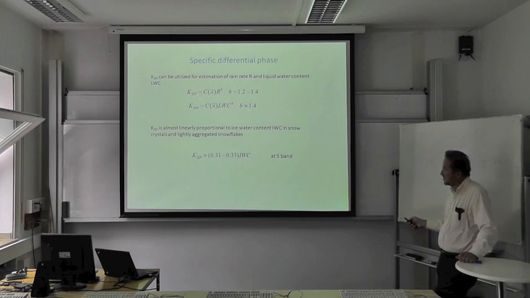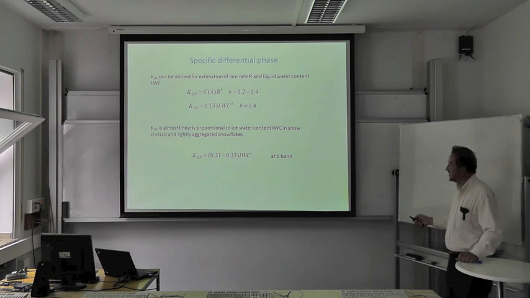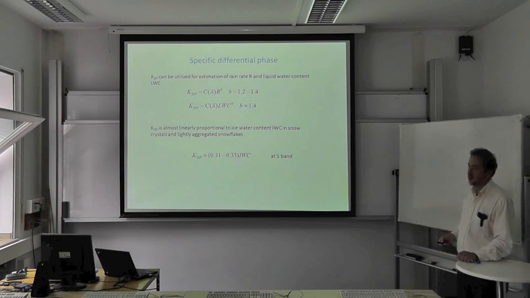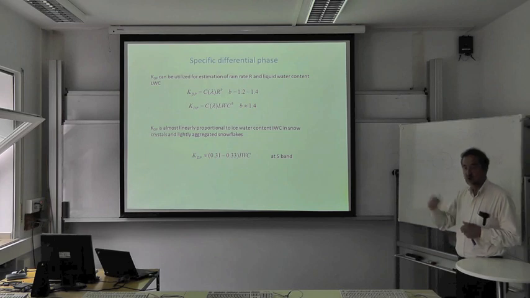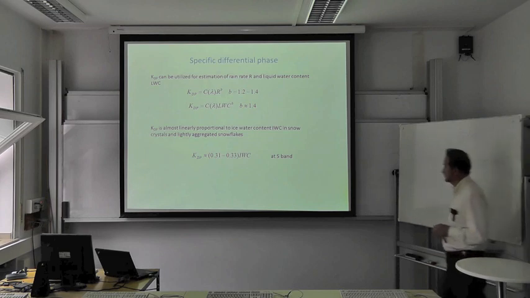Generally speaking, we can say KDP is useful for rainfall measurements at S band if rain rate is more than 10 millimeters per hour, for C band if rain rate is more than 5-6 millimeters per hour, and for X band about three millimeters per hour. So it's a very simple rule of thumb: the rain rate should be about equal to the radar wavelength. Below that, KDP is not good. Above that, it works very well.